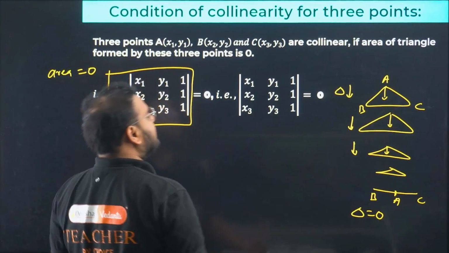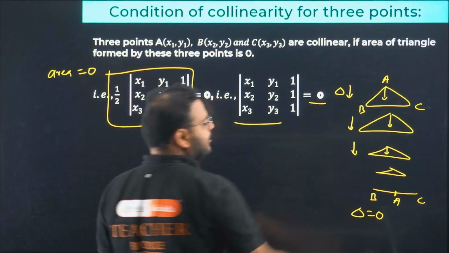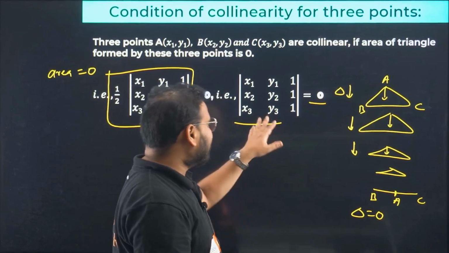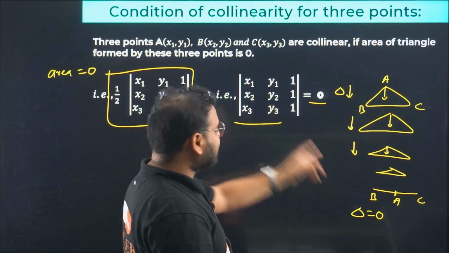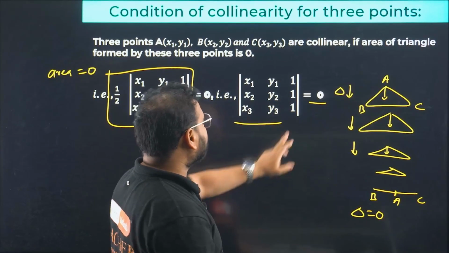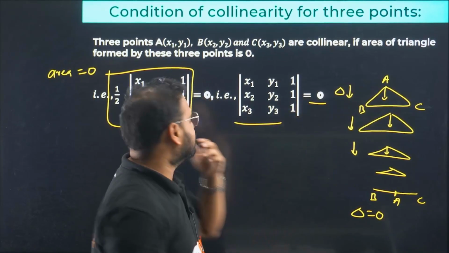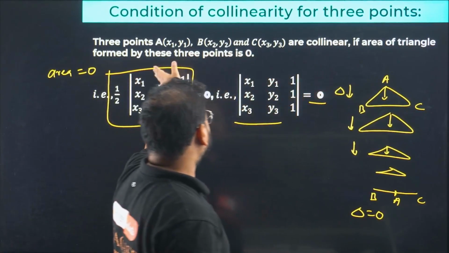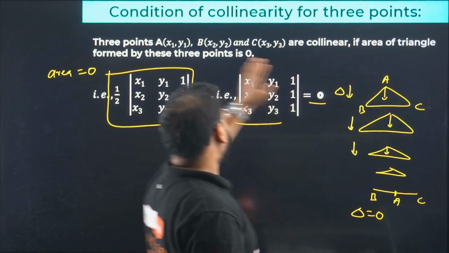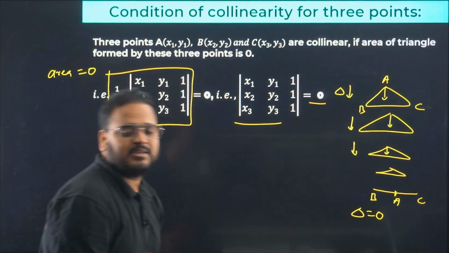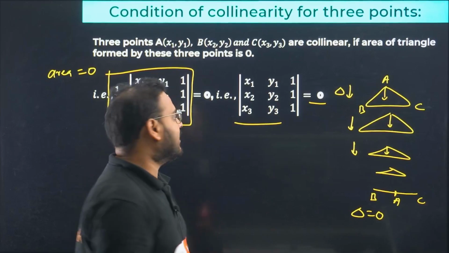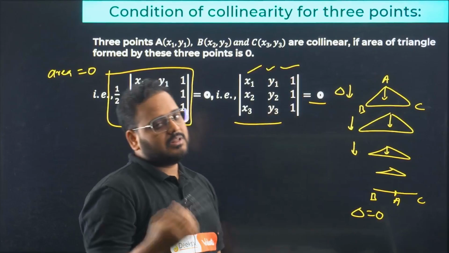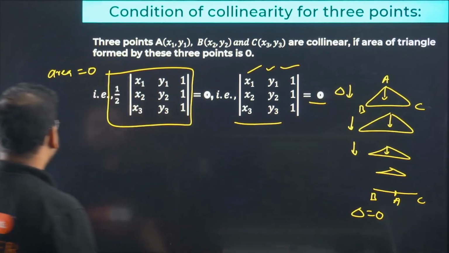What it means is simply that if you find the determinant to be equal to 0, then the points A, B, C are collinear. I'll repeat myself. If you find the determinant using the coordinates of A, B, C and get that value equal to 0, the points are collinear. Three points A, B, and C with their coordinates given are collinear if the area of the triangle, or basically the determinant value written in this format, is 0. Okay, so this is clear.